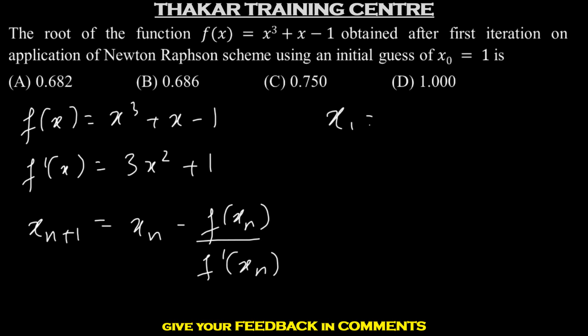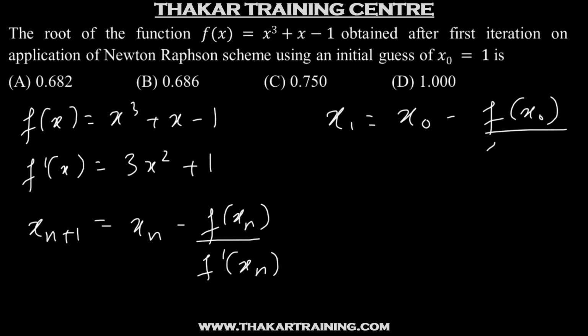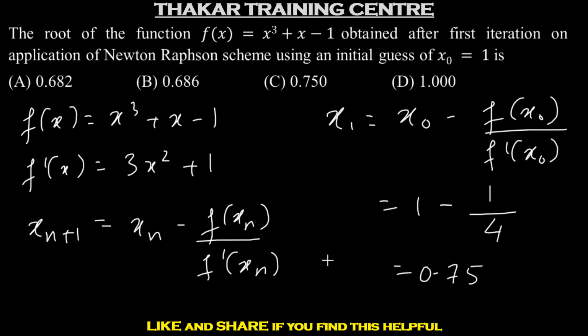So we'll have x1 equal to x naught minus f of x naught upon f dash of x naught. We are given the initial guess is x naught equal to 1. So this will be 1 minus f of x naught, which will be f of 1. This is 1 plus 1 minus 1. This is 1 upon f dash of x naught, which will be f dash of 1. So this is 3 plus 1, 4. So this is 1 minus 1 by 4. This will be 0.75. So we have x1 equal to 0.75.